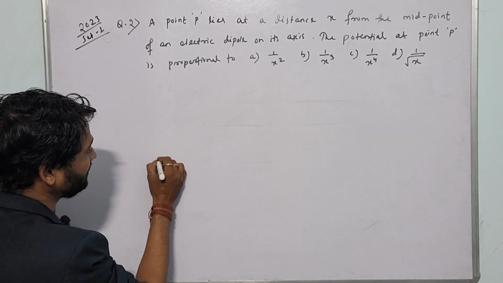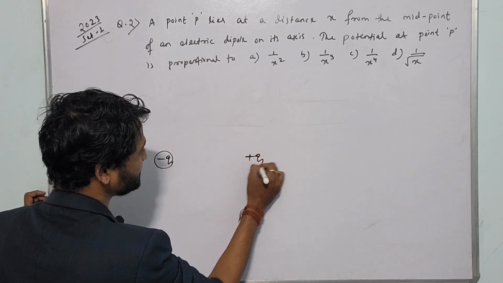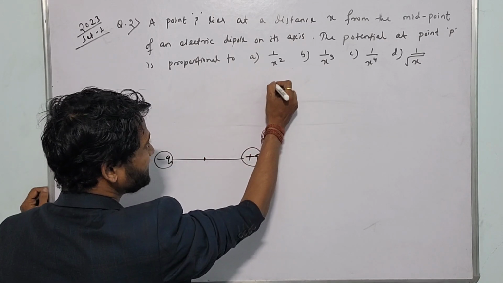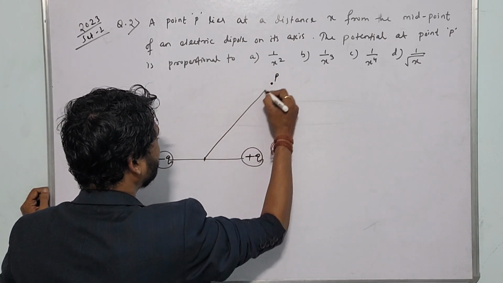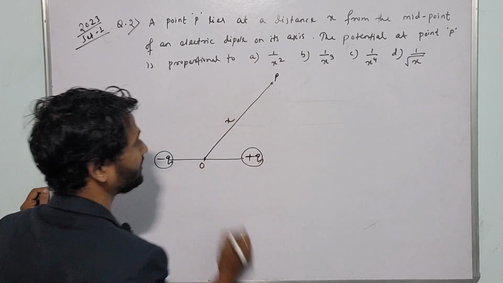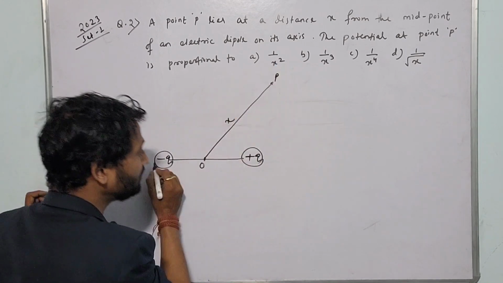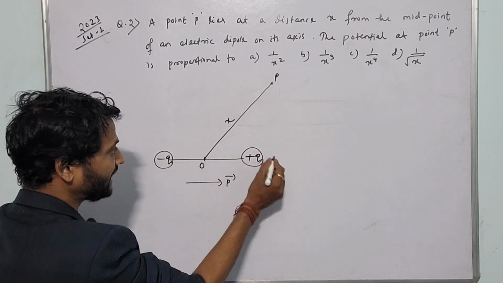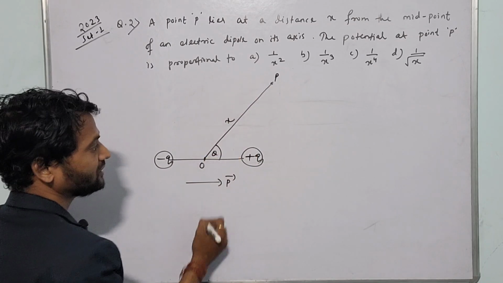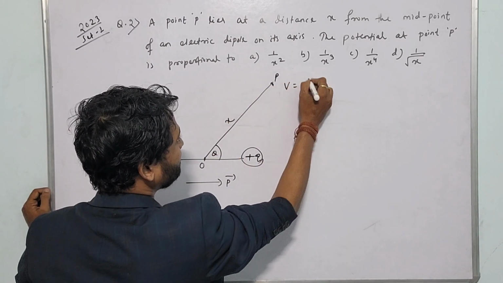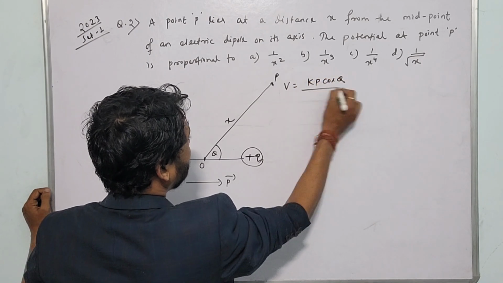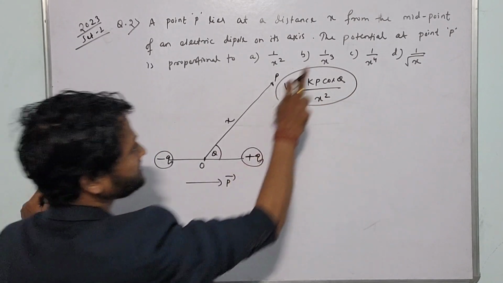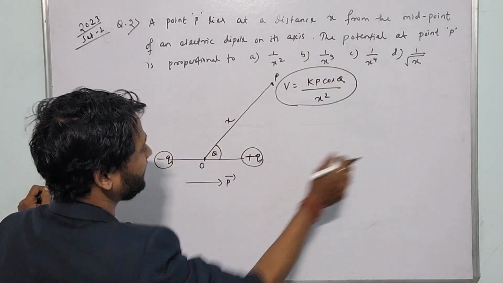In this question, first see, there is a dipole, you know a dipole has two charges minus q and plus q, and here let P be a point which is x distance from the center of the dipole, and the direction of the dipole moment is from minus to plus. The angle between the dipole moment and the distance is theta. So you know the potential at this point will be kp cos theta by x square. Clear?